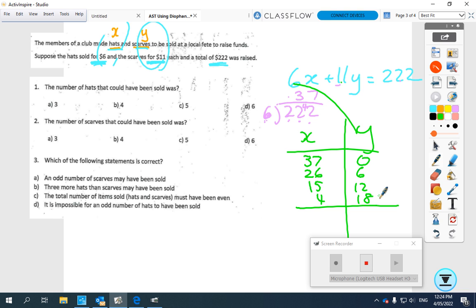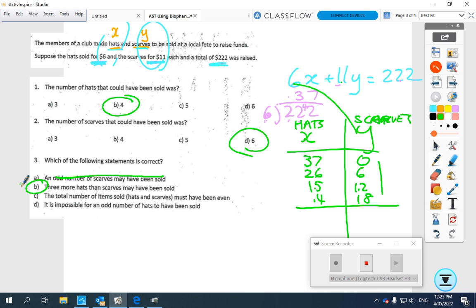So now we just have to look at the question. Hats are x, scarves are y. So the number of hats that could be sold is 3, 4, 5 or 6. The answer is 4. The number of scarves that could have been sold, 3, 4, 5, 6. The answer is 6. Which of the following is true? Can we have an odd number of scarves? No. 3 more hats than scarves? The answer is B. Question's all over.